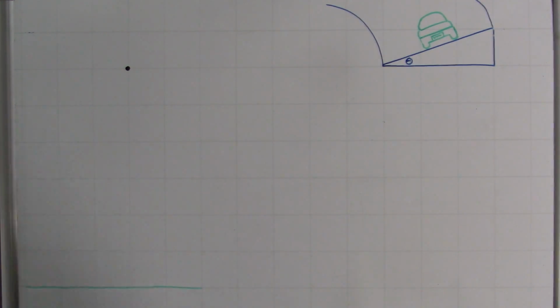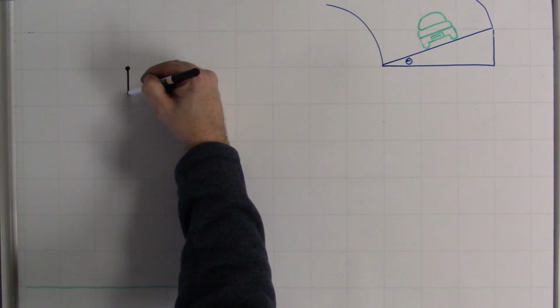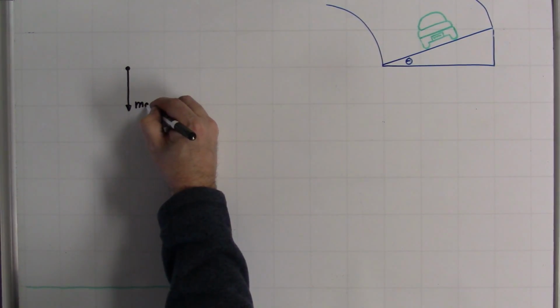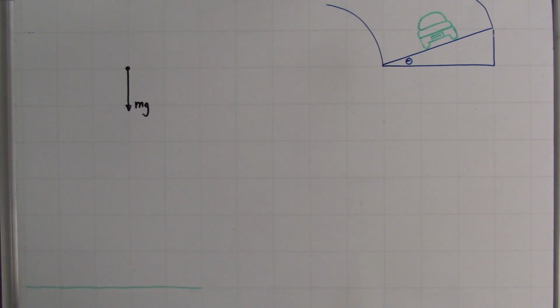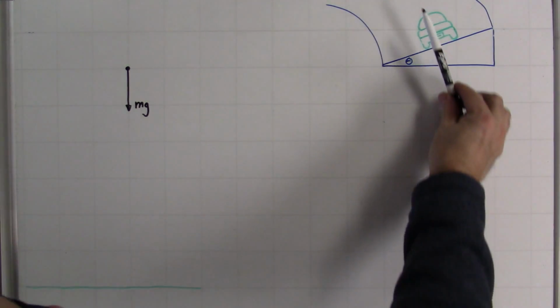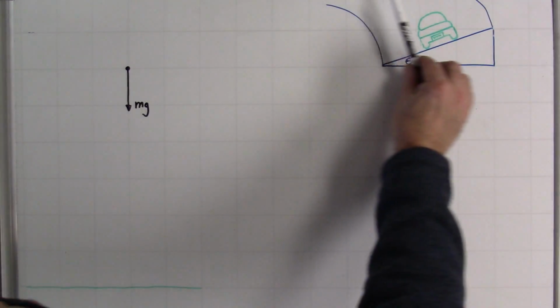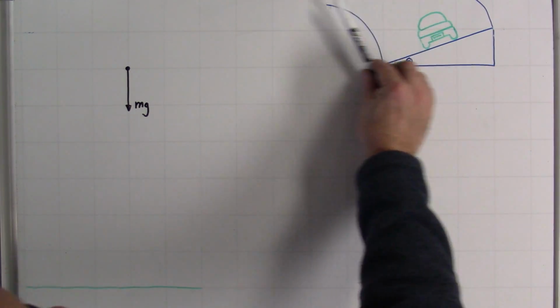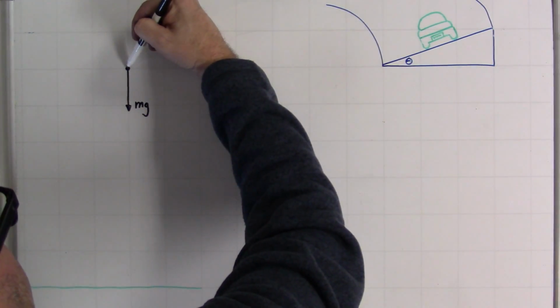Here's a dot that represents the car. And we have the earth pulling it down. We call that the weight, and we represent that with a little mg, m being the mass of the car, and g being the gravitational field strength. And then we have the road pushing perpendicular to the road surface. So if this is the force, we call this the normal, that's the perpendicular. It's pushing in this direction.